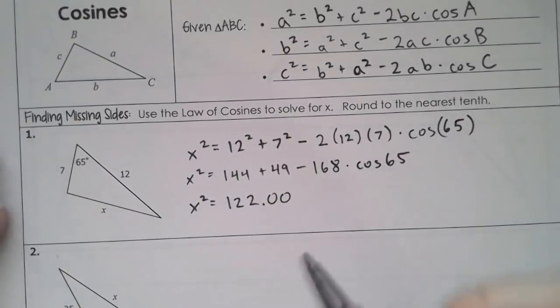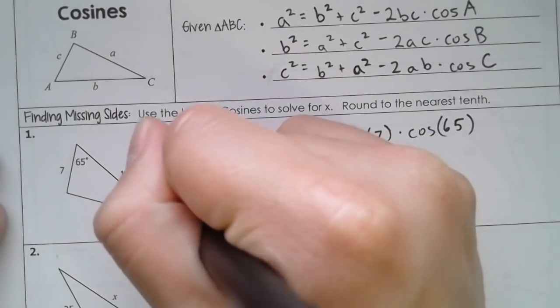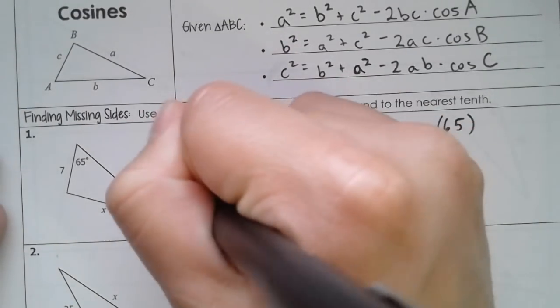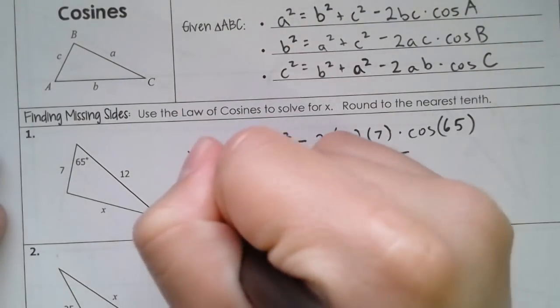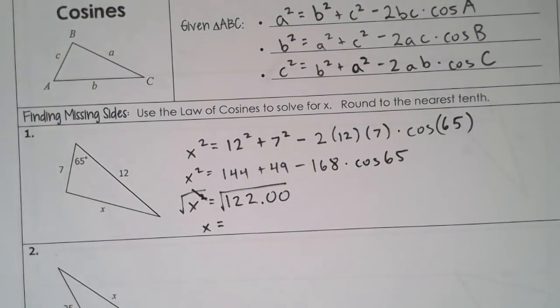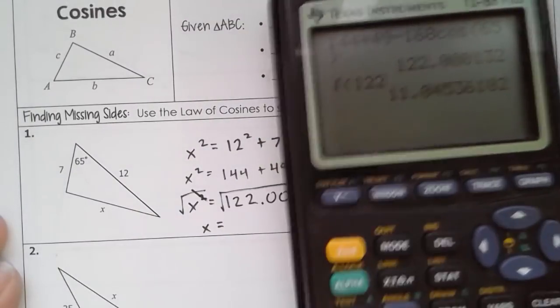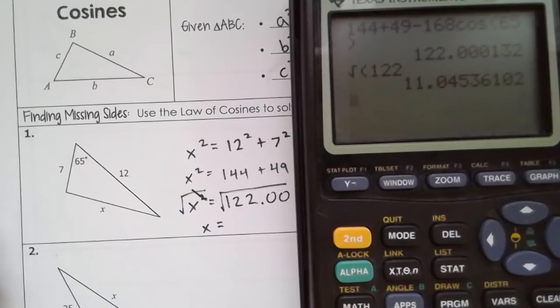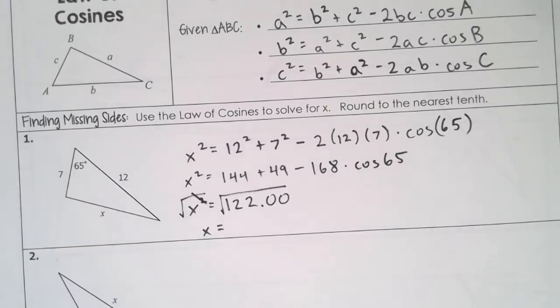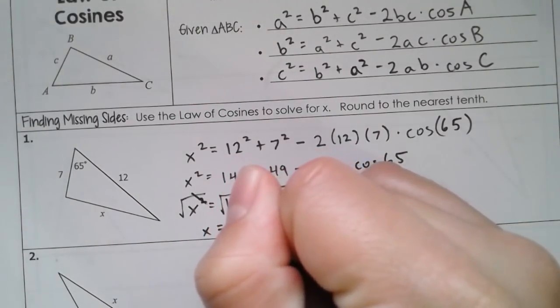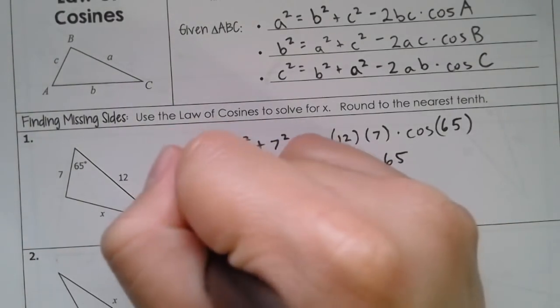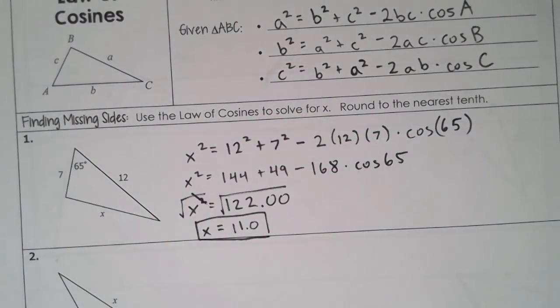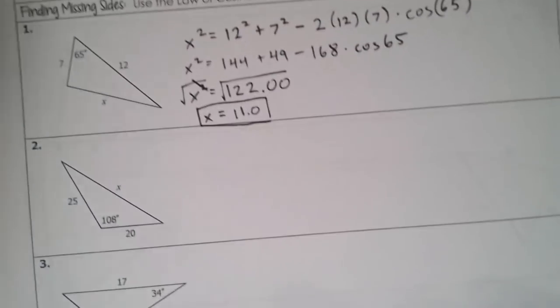From here, you're going to take the square root of both sides, because you're solving for just x. They cancel out there, so you get x is equal to the square root of 122. The square root of 122 is 11.04, and if you round, it's just 11.0. So x is equal to 11.0. And that's it. That's all there is to law of cosines. Okay, let's do the next one.